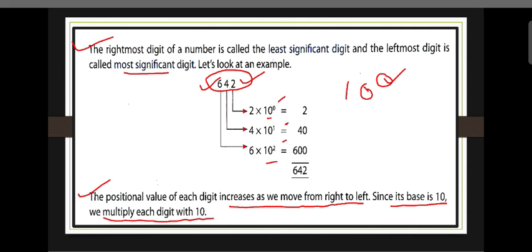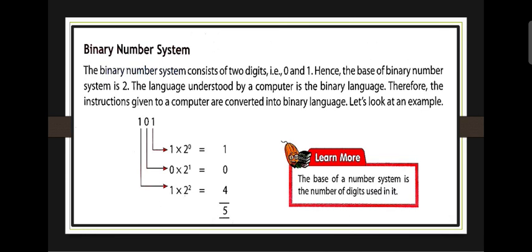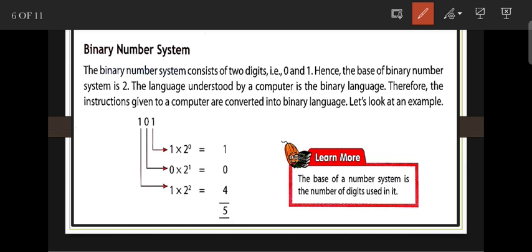Next is the binary number system. The binary number system consists of two digits, 0 and 1. Hence the binary number system base is 2. The decimal number system base is 10 and the binary number system base is 2. The language understood by the computer is binary language. Therefore, instructions given to the computer are converted into the binary language.